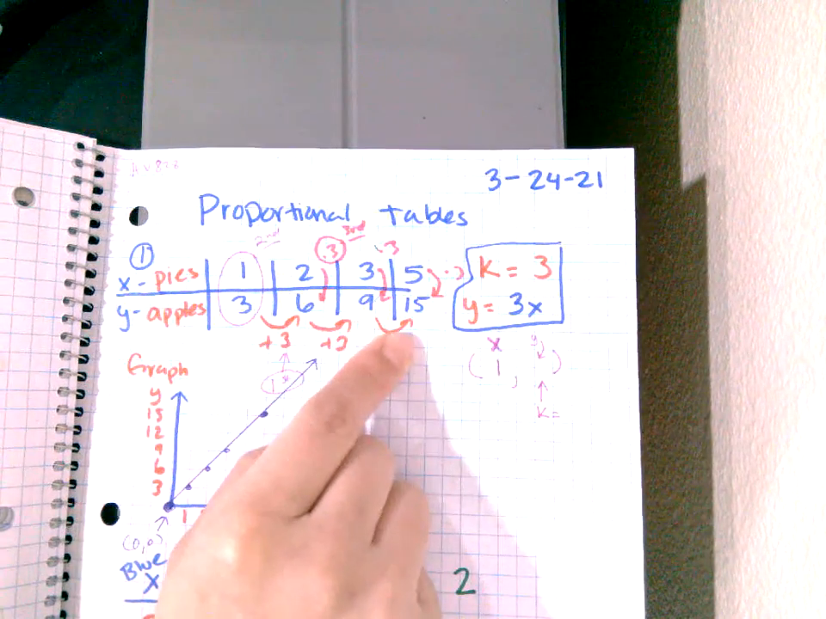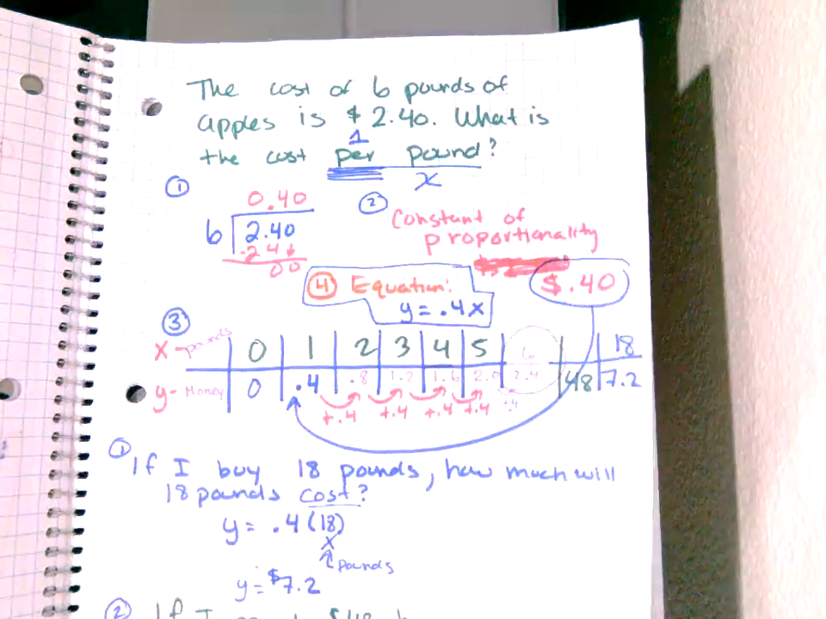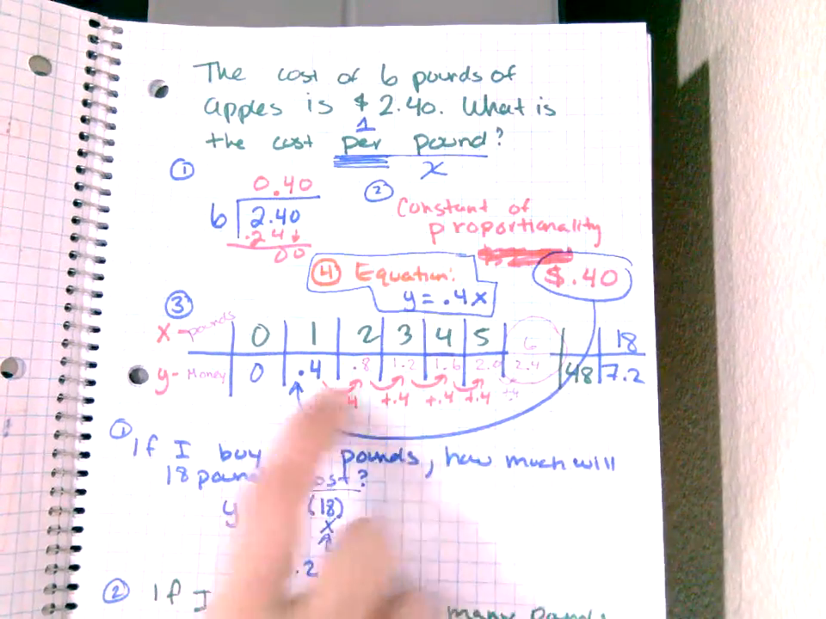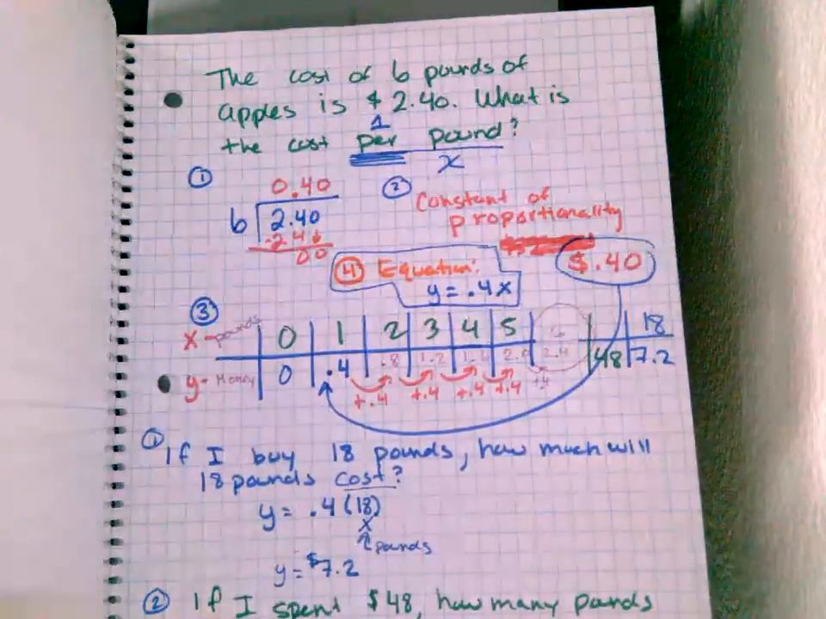Now again, sometimes your tables are super easy, right? This is the easiest one. The 3 is everywhere. Yay, super easy, right? If they go up by 1, 2, 3, 4, 5, you can see the unit rate right there. Yeah, super, super easy.